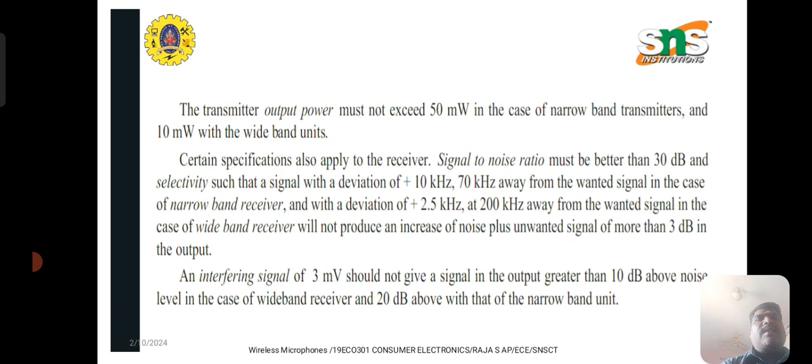Certain specifications also apply to the receiver. Signal to noise ratio must be better than 30 decibels, and selectivity must be such that a signal within a deviation of plus 10 kHz and 70 kHz away from a wanted signal in the case of a narrowband receiver, and with a deviation of 2.5 kHz. Then an interfering signal of 3 millivolts should not give a signal in the output greater than 10 decibels above noise level in the case of a wideband receiver and 20 decibels above that of narrow bandwidth.